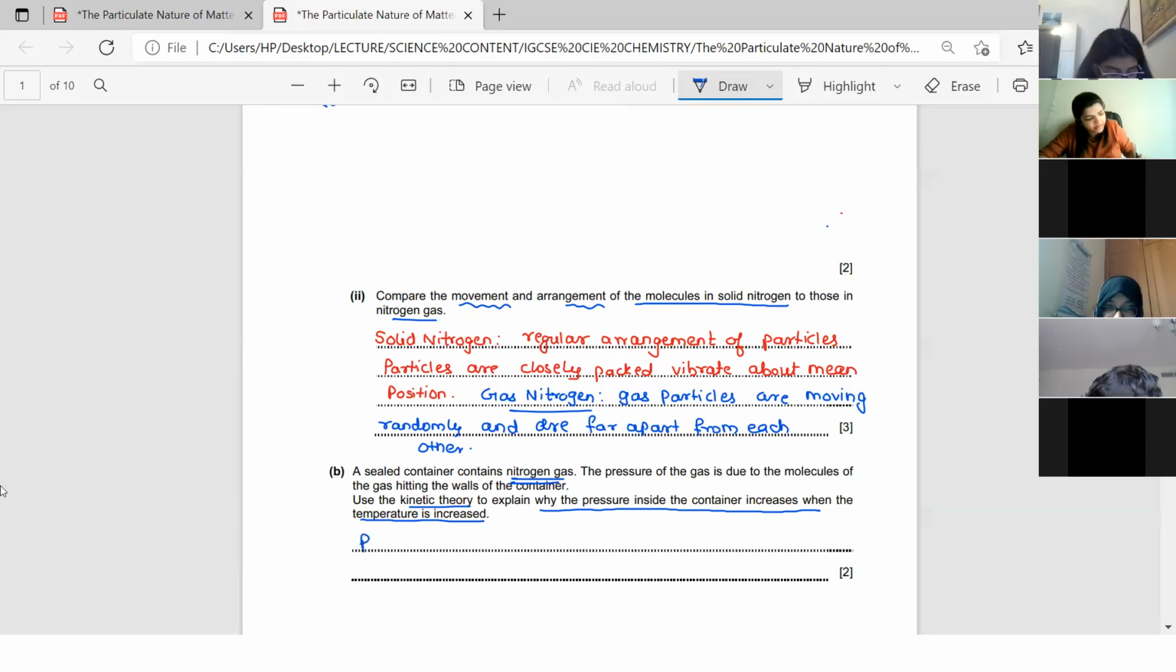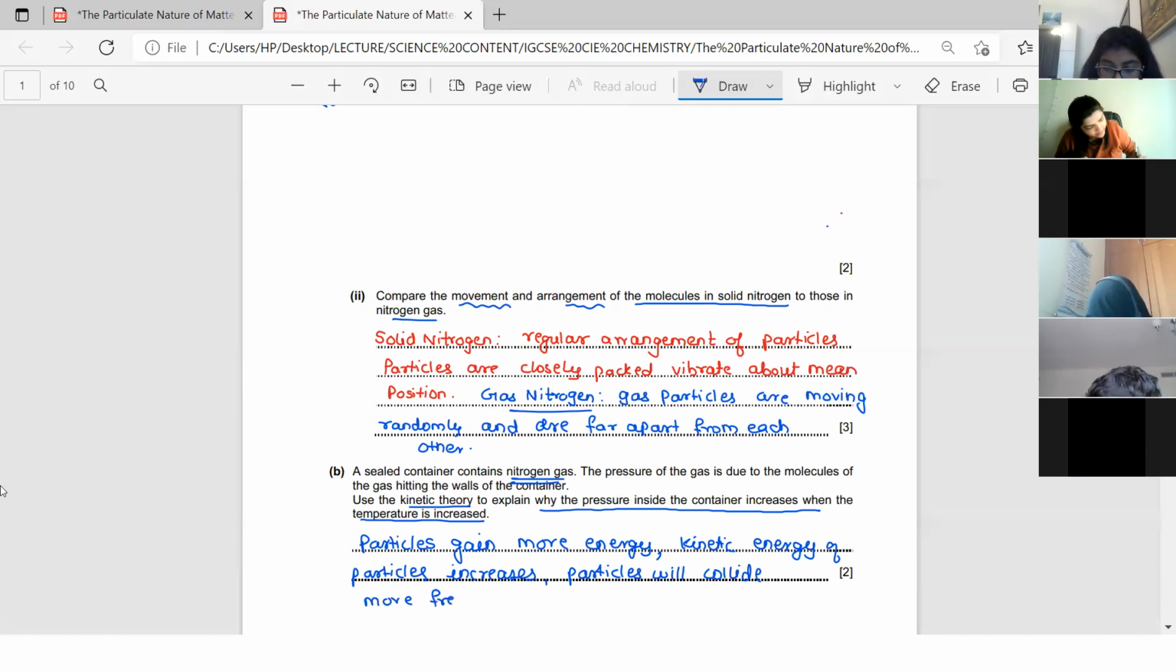So what happens? The particles gain more energy. Kinetic energy of particles increases. And since over here they are talking about hitting the wall of the container, the particles will collide more frequently.